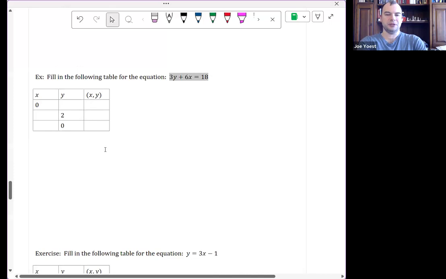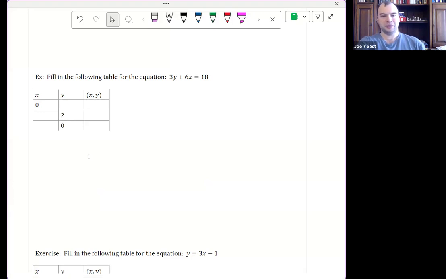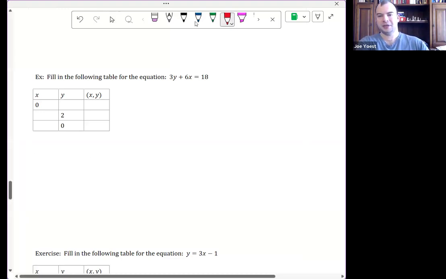Okay, let's look at this example. 3y plus 6x equals 18. That's the equation under consideration. Again, two variables, one equation. We can pick one of our variables' values, but then that constrains what the other variable has to be.